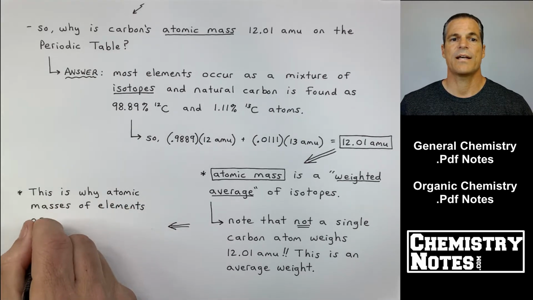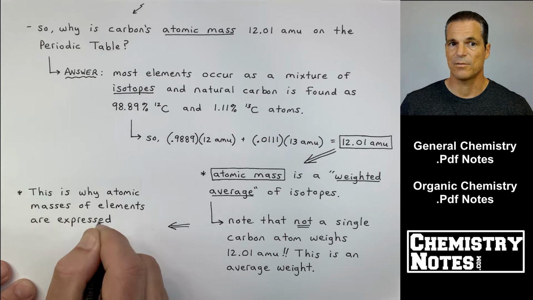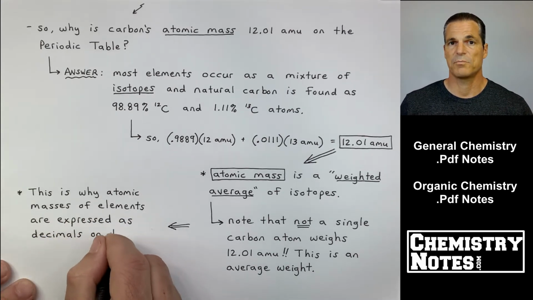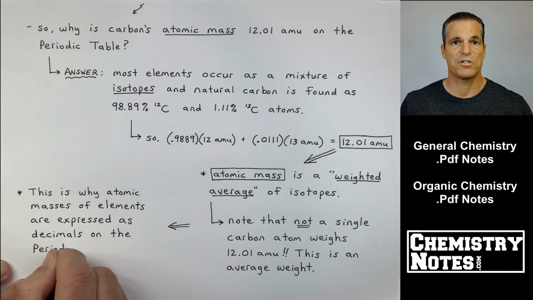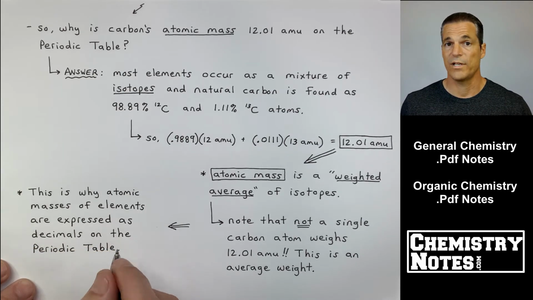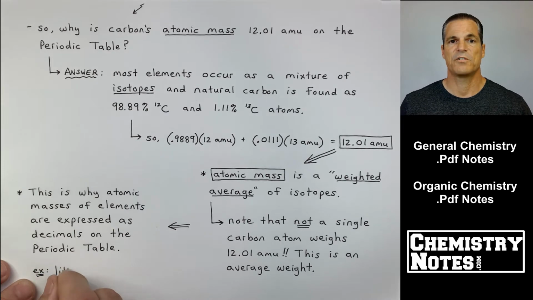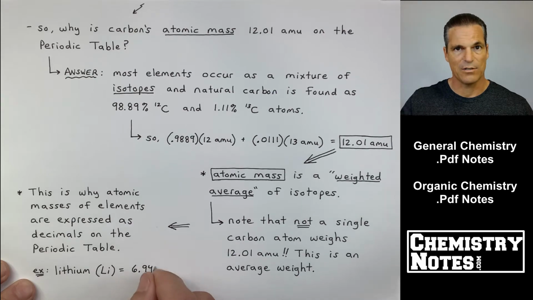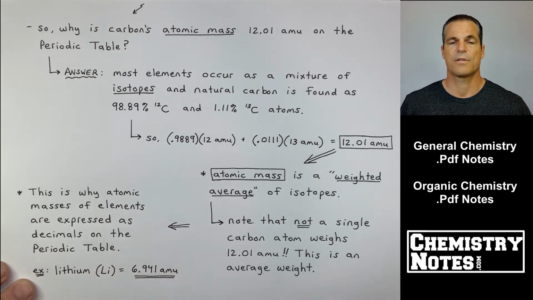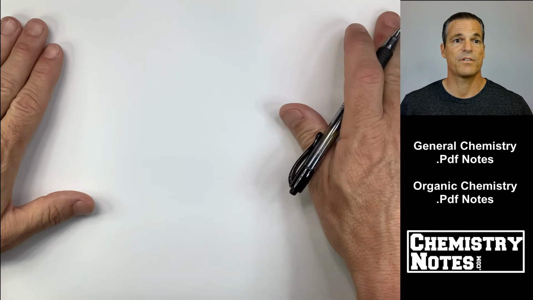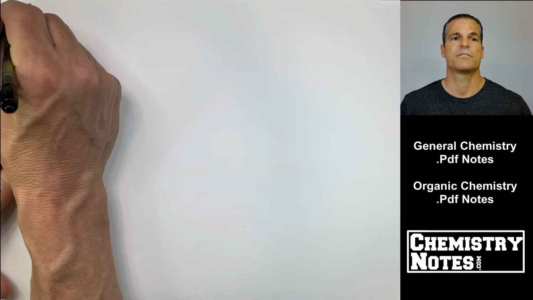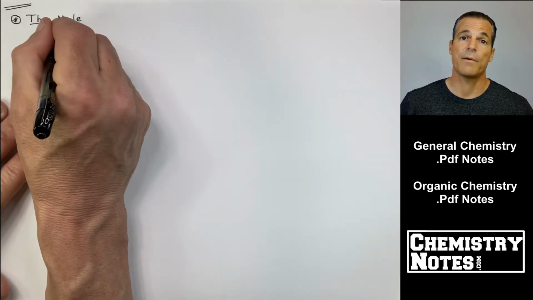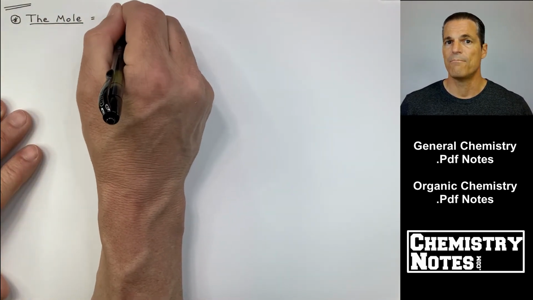This is why atomic masses of elements are expressed as decimals on the periodic table. And generally speaking, I like to go to the hundredths place. So for example, the average atomic mass for hydrogen is 1.01 AMU. The average atomic mass for oxygen is 15.99 and a whole bunch of other numbers AMU. Okay, that's why they're found as decimals. They're calculated weighted averages. All right, new page of notes here. That was atomic mass. Now let's introduce something called the mole.